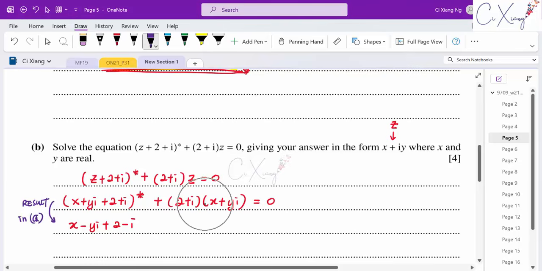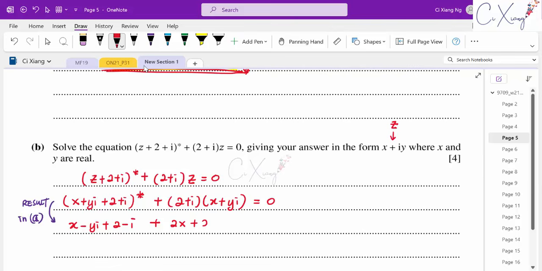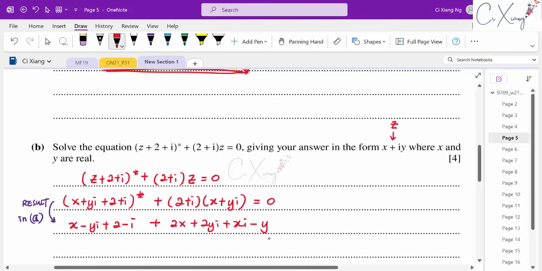Okay, and then after that, for the second term here, what we need to do is just expand it. So to expand it, I just expand the bracket. So 2x plus 2yi plus xi, then minus y. Originally it should be plus yi squared. So i squared is negative 1. When you multiply inside the y, I'm having negative y here. Then equals 0.